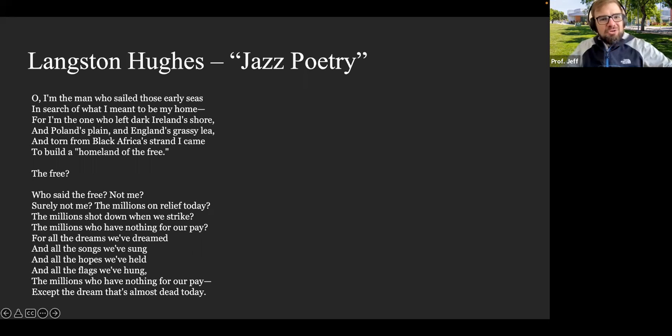Oh, I'm the man who sailed those early seas in search of what I meant to be my home. For I'm the one who left dark Ireland's shore, and Poland's plain, and England's grassy lea, and torn from black Africa's strand, I came to build a homeland of the free. The free? Who said the free? Not me. Surely not me. The millions on relief today, the millions shot down when we strike, the millions who have nothing for our pay. For all the dreams we've dreamed, and all the songs we've sung, and all the hopes we've held, and all the flags we've hung, the millions who have nothing for our pay, except the dream that's almost dead today.